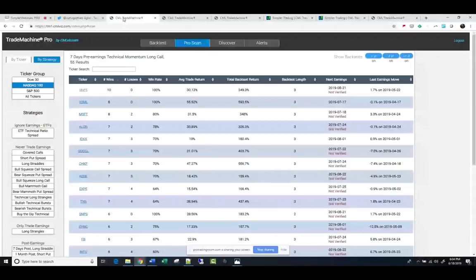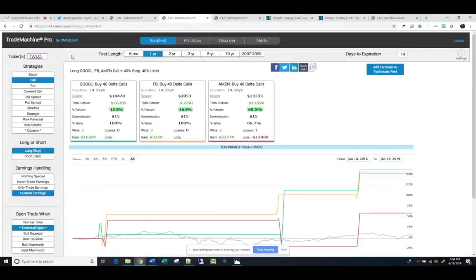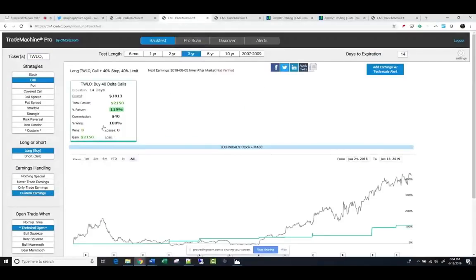I love Twilio. I am long Twilio. I thought there should be pre-earnings momentum in Twilio, but I didn't know. So I'm going to go ahead and set it for 3 days before, close 1 day before, look at the last 5 years. Oh, it hasn't existed for 5 years, 3 years. Look at that. Twilio, 8 wins, no losses. Never lost.